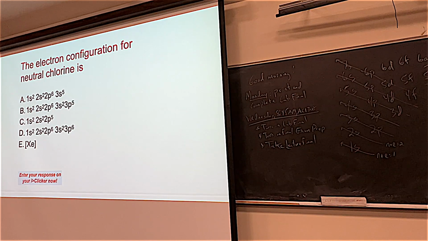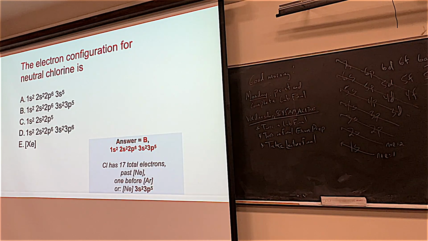Now remember that s's always hold 2 electrons, p's hold up to 6, d's hold 10, f's 14, g's would be 18, stuff like that. So if you go through this, 1s2 would be the first 2 electrons, 2s2 would be the next 2 electrons, 2p6 would be the next 6, so 2, 4, 6, that would be 10 electrons to get there. 3s2 would be 12 electrons. 3p holds up to 6, but if you're counting, chlorine only has 5 more. So the electron configuration would be 1s2, 2s2, 2p6, 3s2, 3p5.